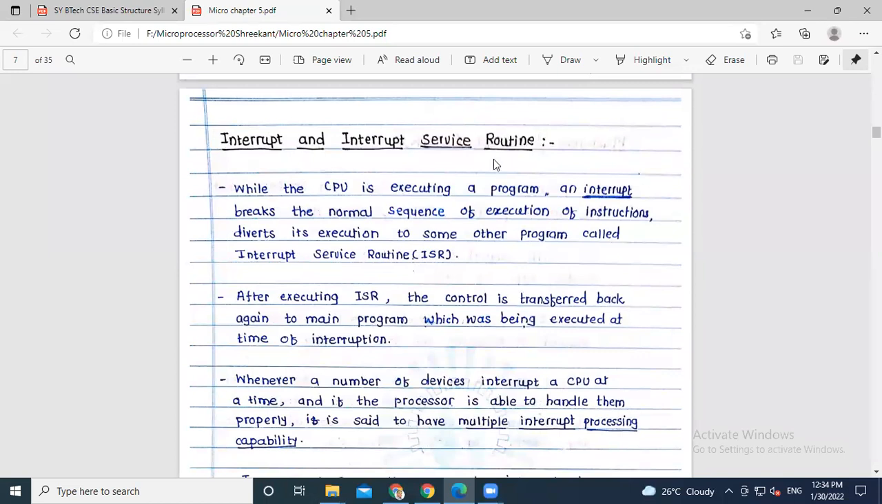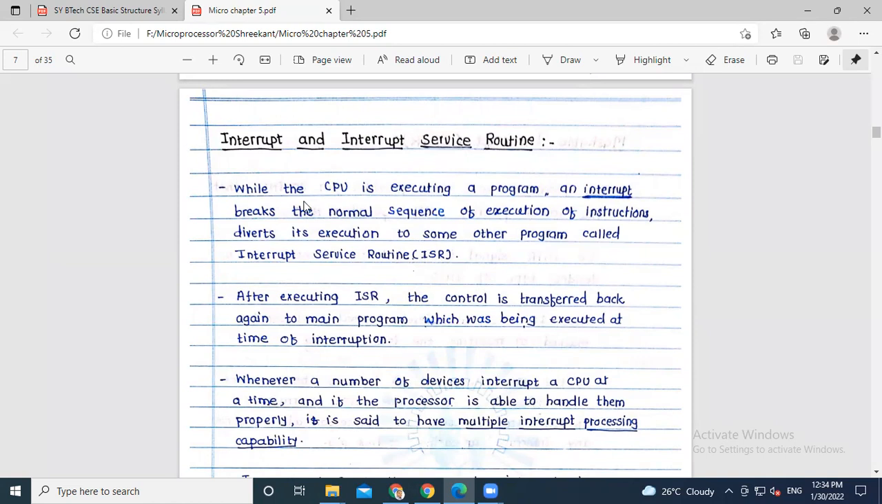Everywhere you may have seen problems with the server. Many times the server is busy, or the page is not getting downloaded, or there is buffering of the server. Many times you may observe that on your mobile, computer, or laptop while browsing. So that kind of server problem is handled using the interrupt service routine.